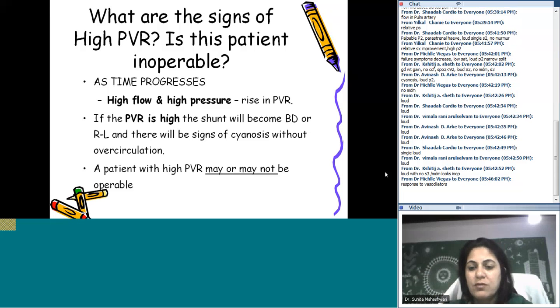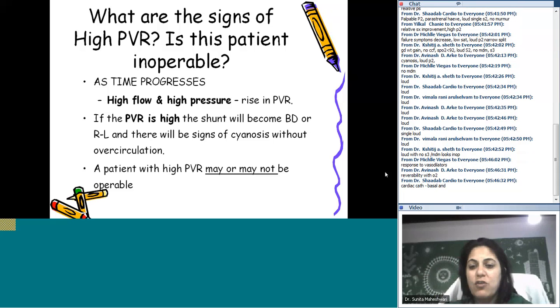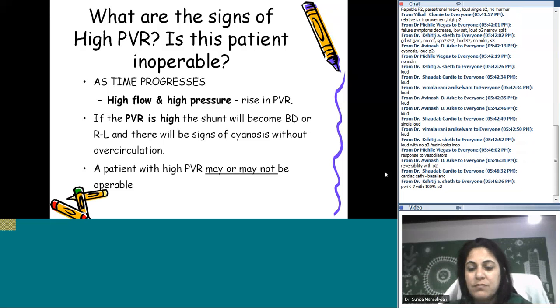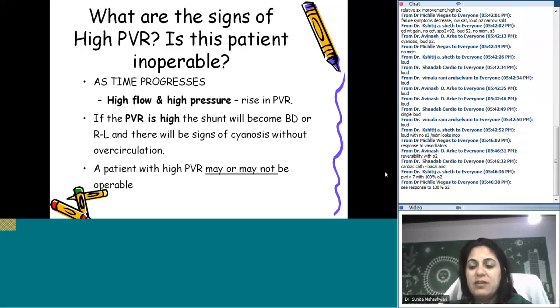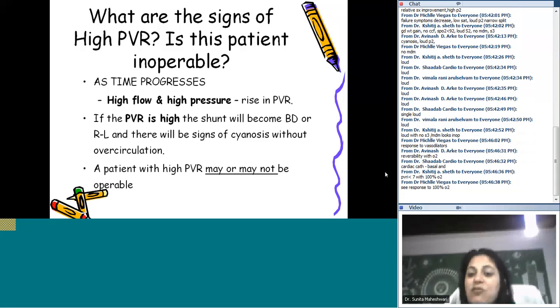So one way is to cath him, right? You take him to the cath lab, you check his PVR. If it's more than how many resistance units are you going to give oxygen? More than? So if PVR is more than 8 resistance units on 100% oxygen, it suggests he's inoperable, right? So the vasodilator that you're using is 100% oxygen.